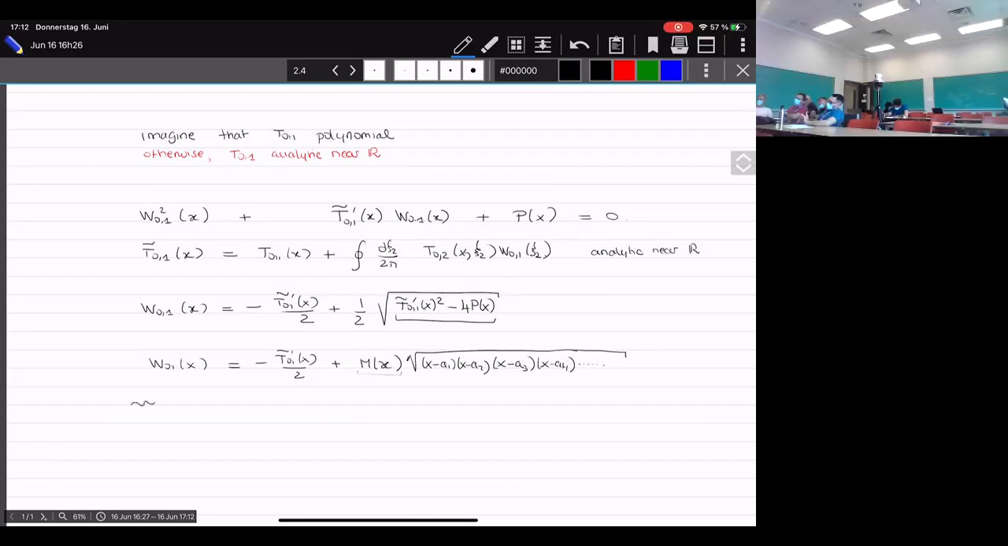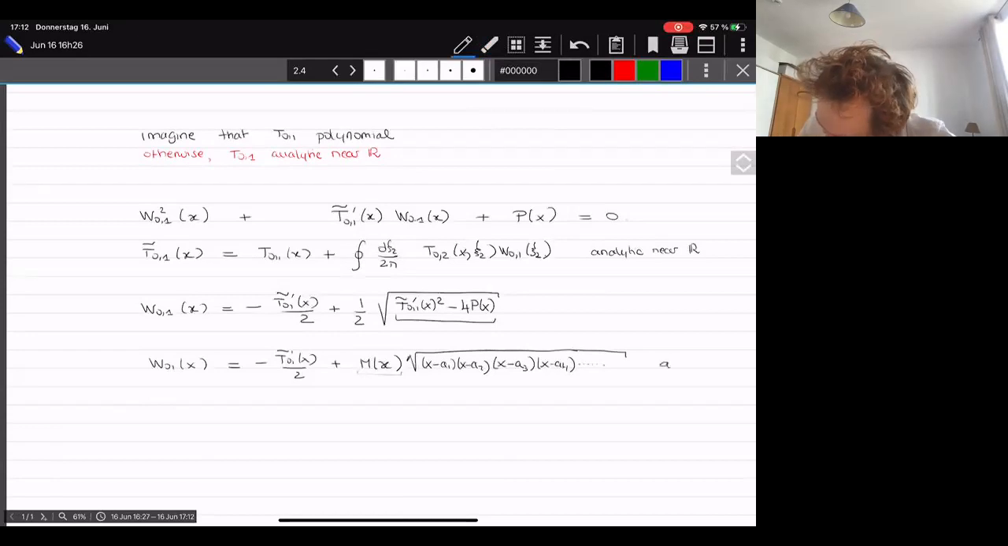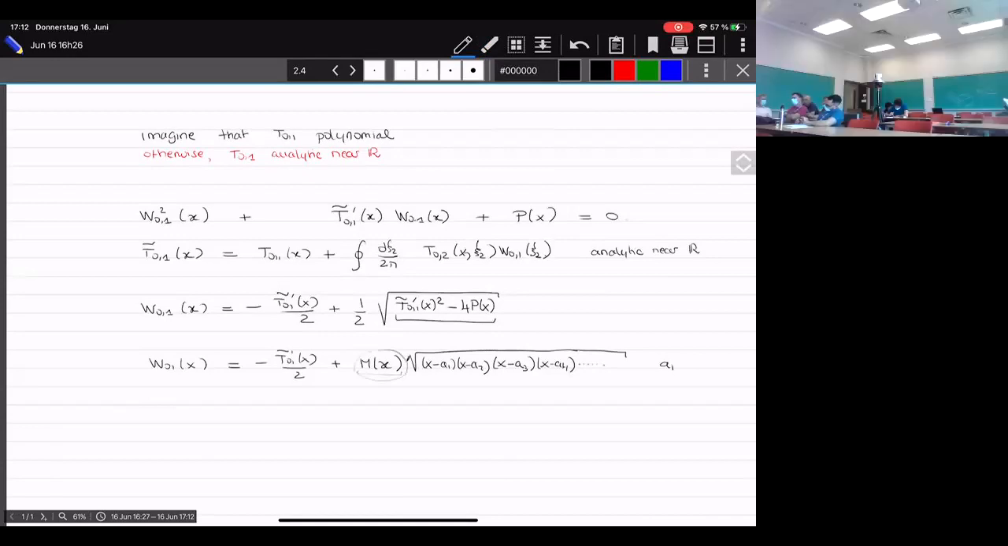So from this, you actually, yes? All the AIs are different? Here, yeah, I can always assume they're different because as soon as I have 2 or 3 or 4, I just take the biggest even number which I can take of them, and I put that out of the square root. Okay. Yeah, thank you.